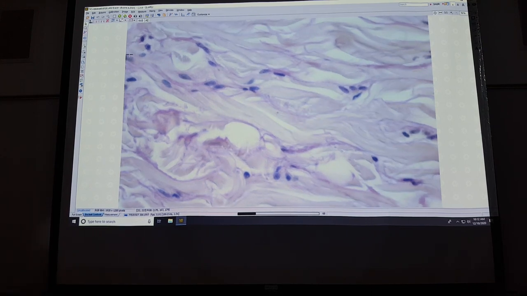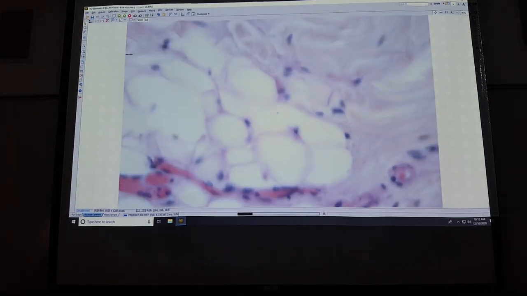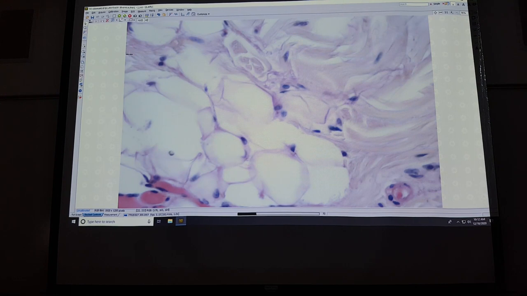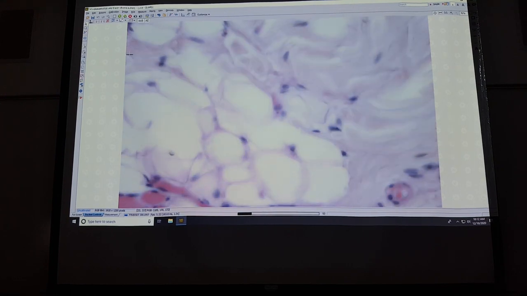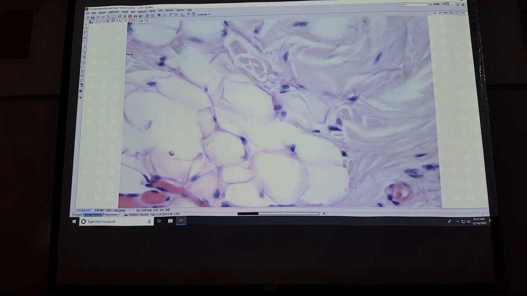And notice, adjacent to this tissue, I have what? A little bit of adipose. For a quiz, a little bit of adipose right there.